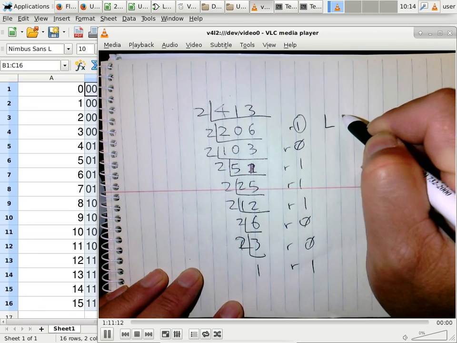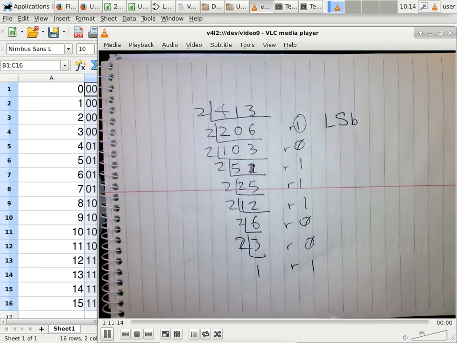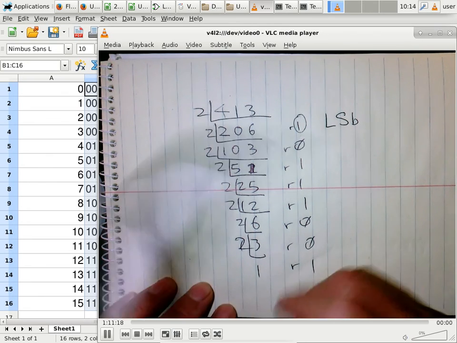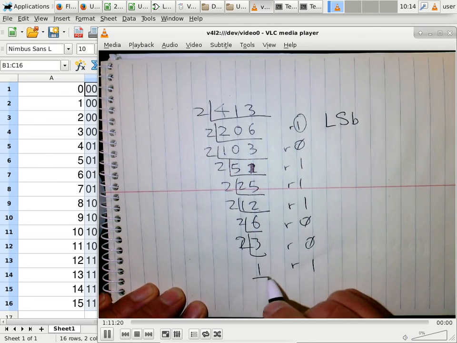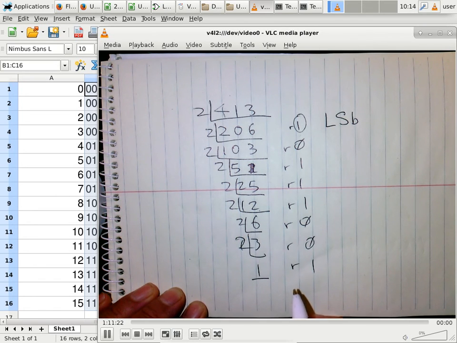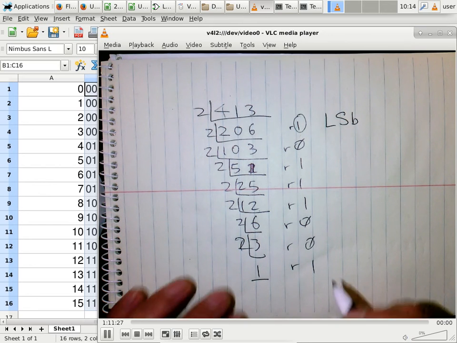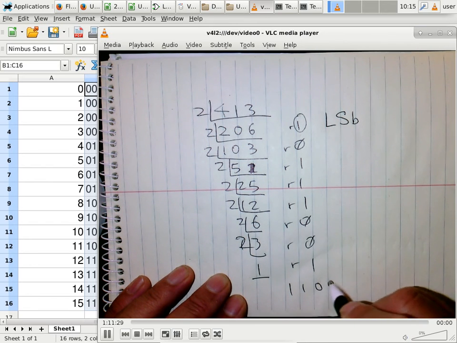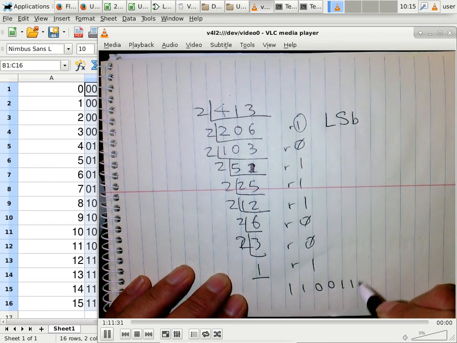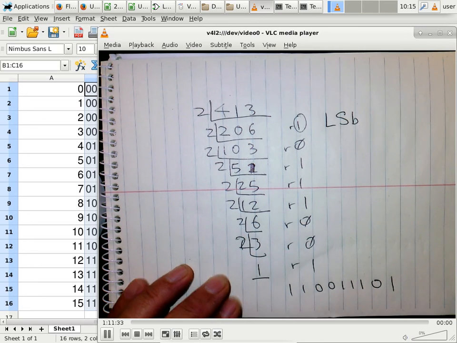We say it is the least significant bit with a lowercase b, because the uppercase B stands for bytes, okay? And this is our most significant bit here. So that's how you do a conversion, but it involves division, right? So this number is 1100111101. Okay, there we go.